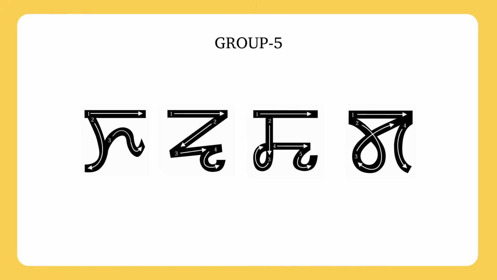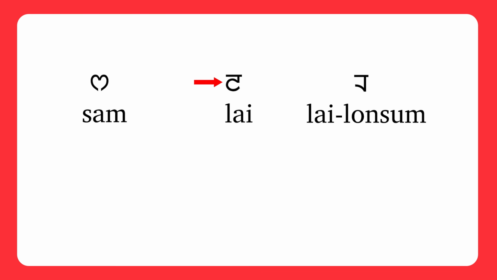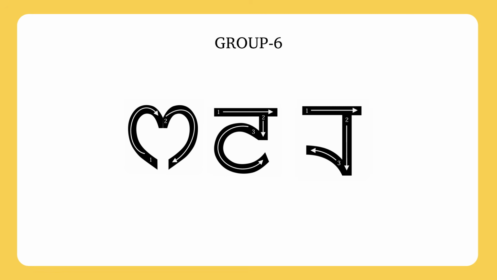Group 5 is now complete. Good progress. Let's gently revise its letters along with their strokes: Khâu, Jam, Go, Dil. Without further ado, let's move on to group 6, which consists of Sum, Lai, and Lai Lonsum. So, group 6: Sum, Lai, Lai Lonsum.